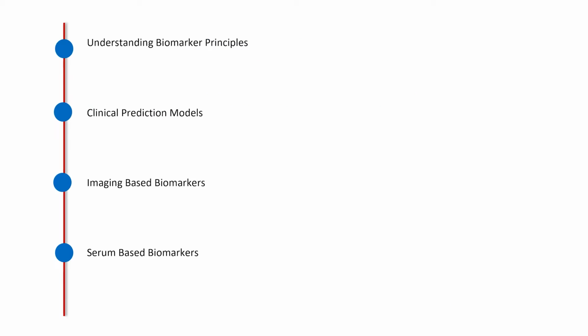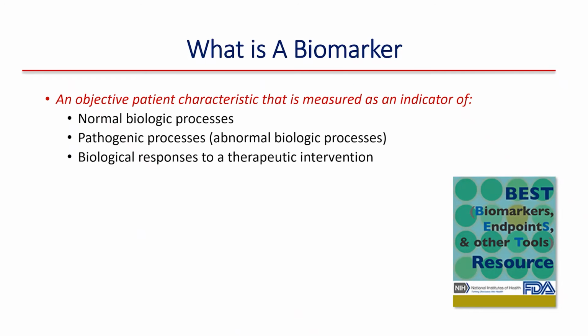So with that, what is a biomarker? This is the FDA regulatory definition: a biomarker is an objective patient characteristic that can be measured as an indicator of a normal biological process. It can be a measure of an abnormal or pathogenic process, or it could be a biological response to a therapeutic intervention. So essentially what this means is that a biomarker represents a pathophysiological or a physiological process that we can then measure using a standardized tool that has been evaluated in that disease process.